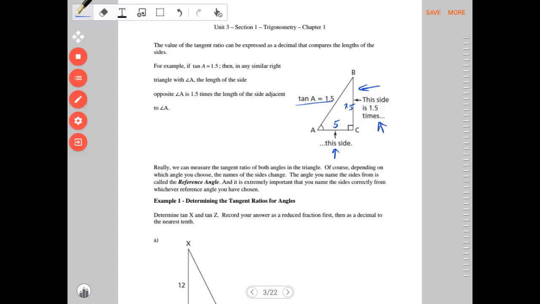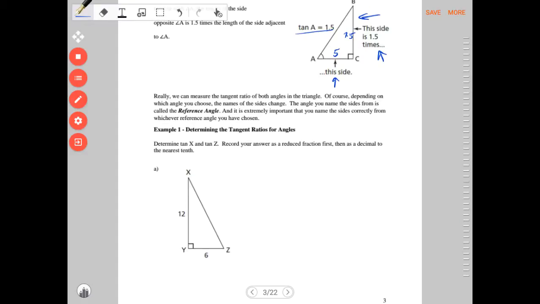Really we can measure the tangent ratio of both angles in a triangle. Of course, depending on which angle you choose, the name of the sides changes. The angle you name the sides from is called the reference angle, and it's extremely important that you name the sides correctly from whichever reference angle you've chosen. So let's give that a try in example 1.